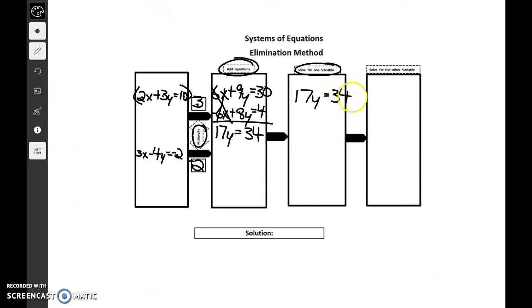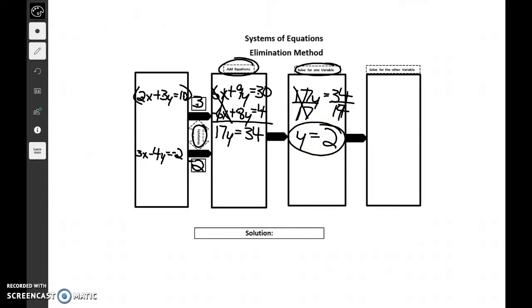So now we can divide both sides by 17. The 17s cancel, and we get y is equal to 34 divided by 17, which is going to be 2. So we get y equals 2.